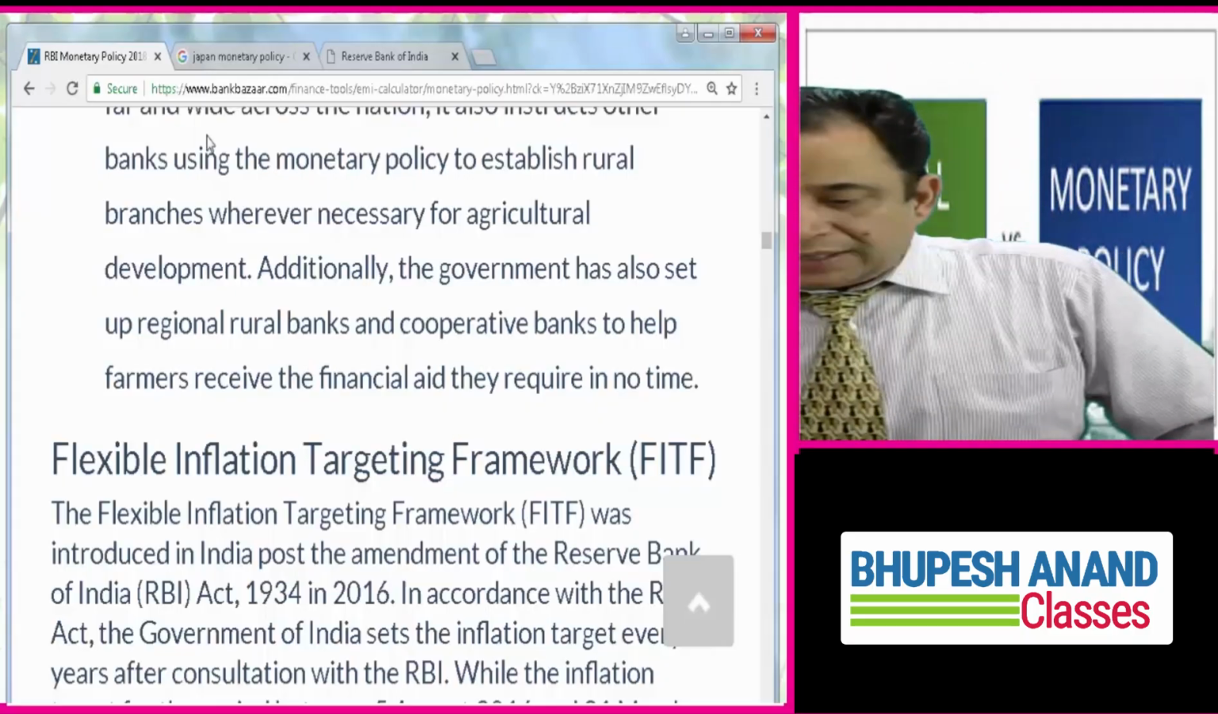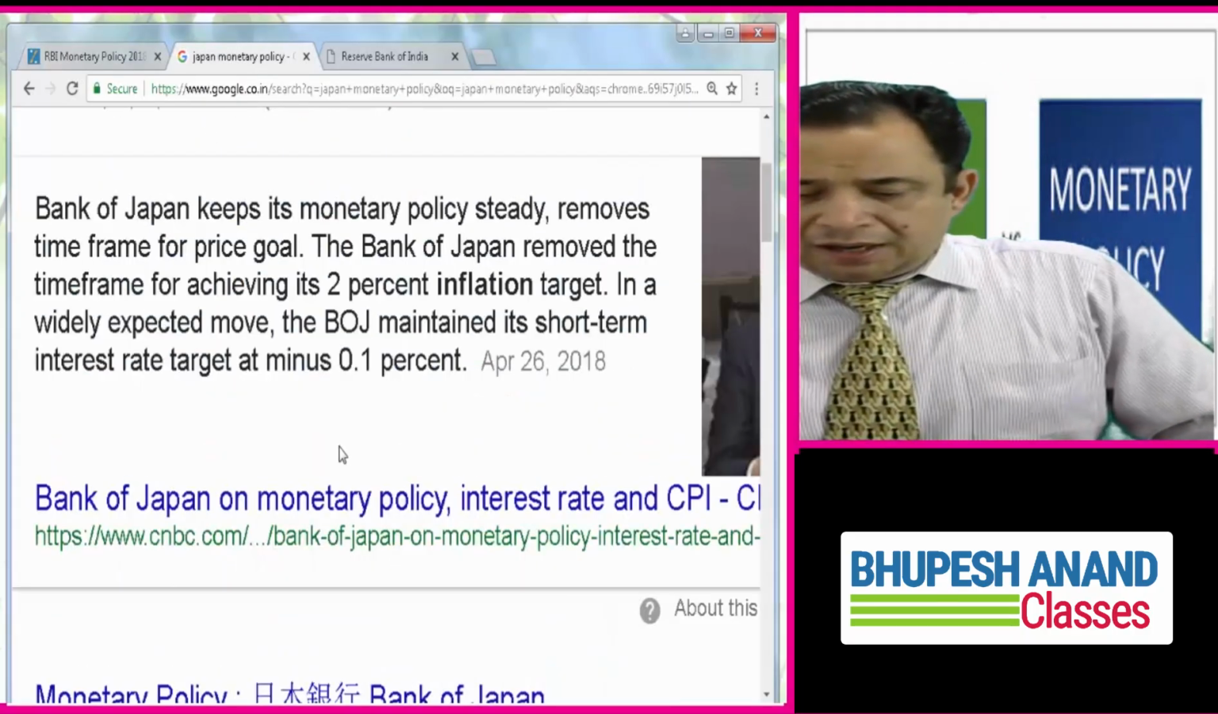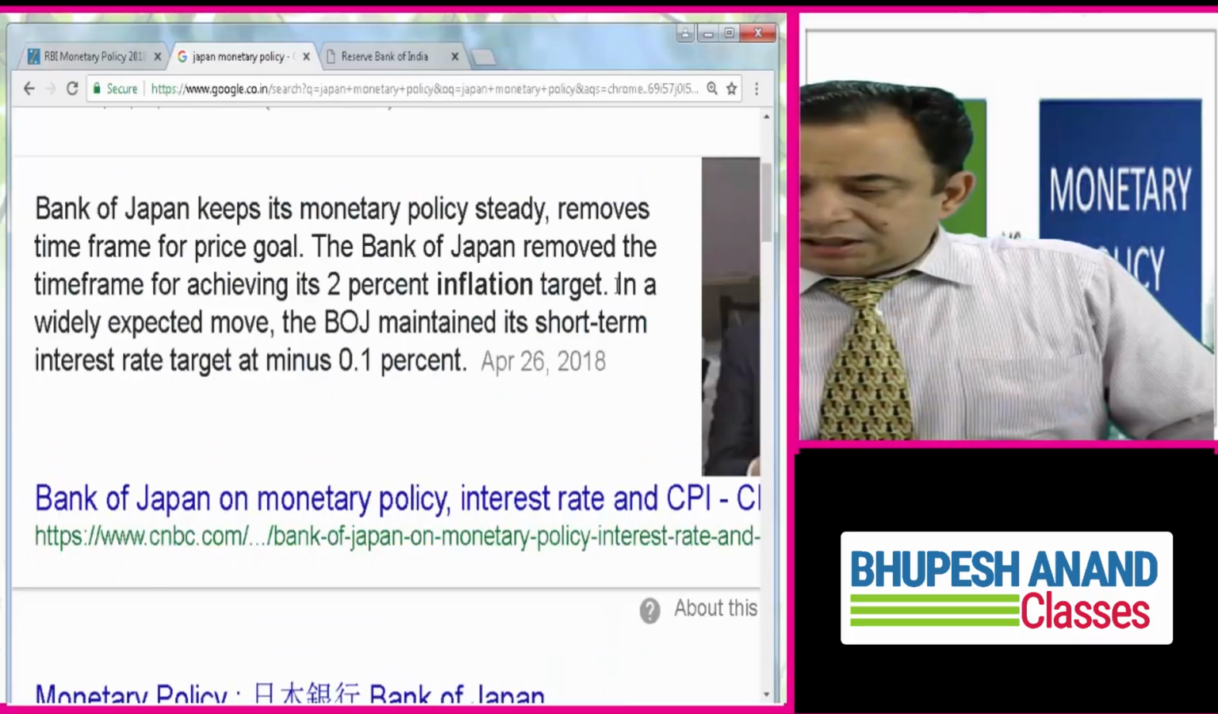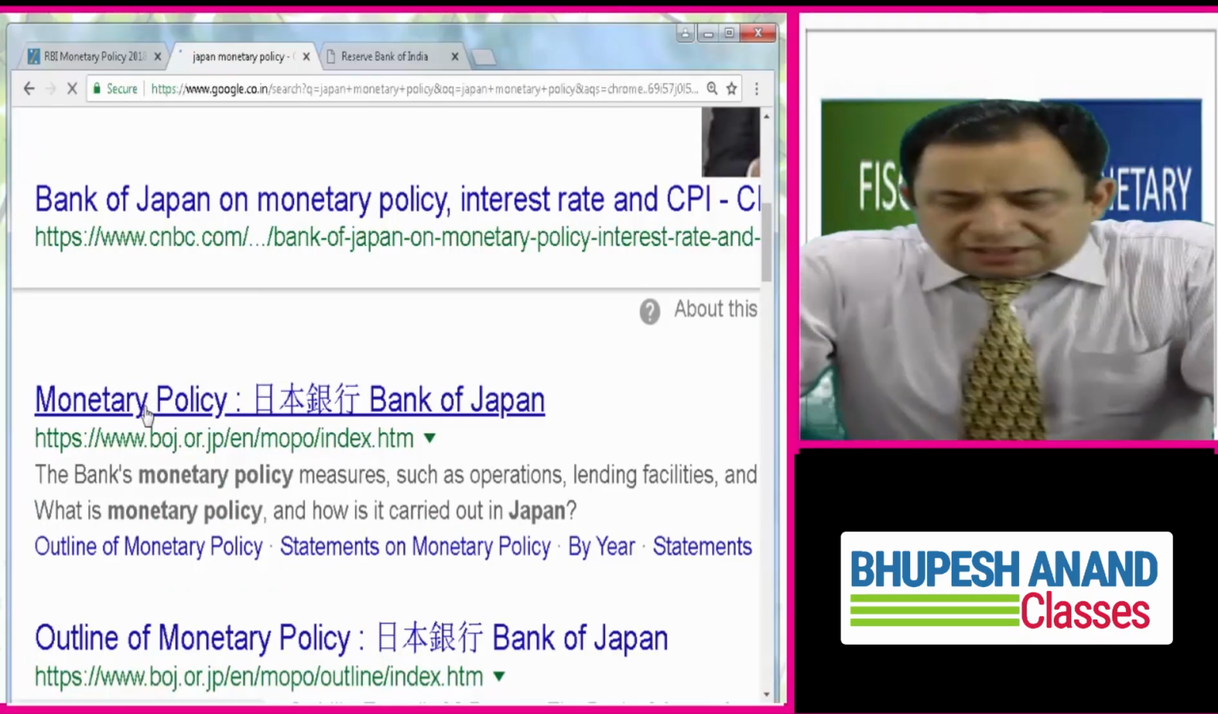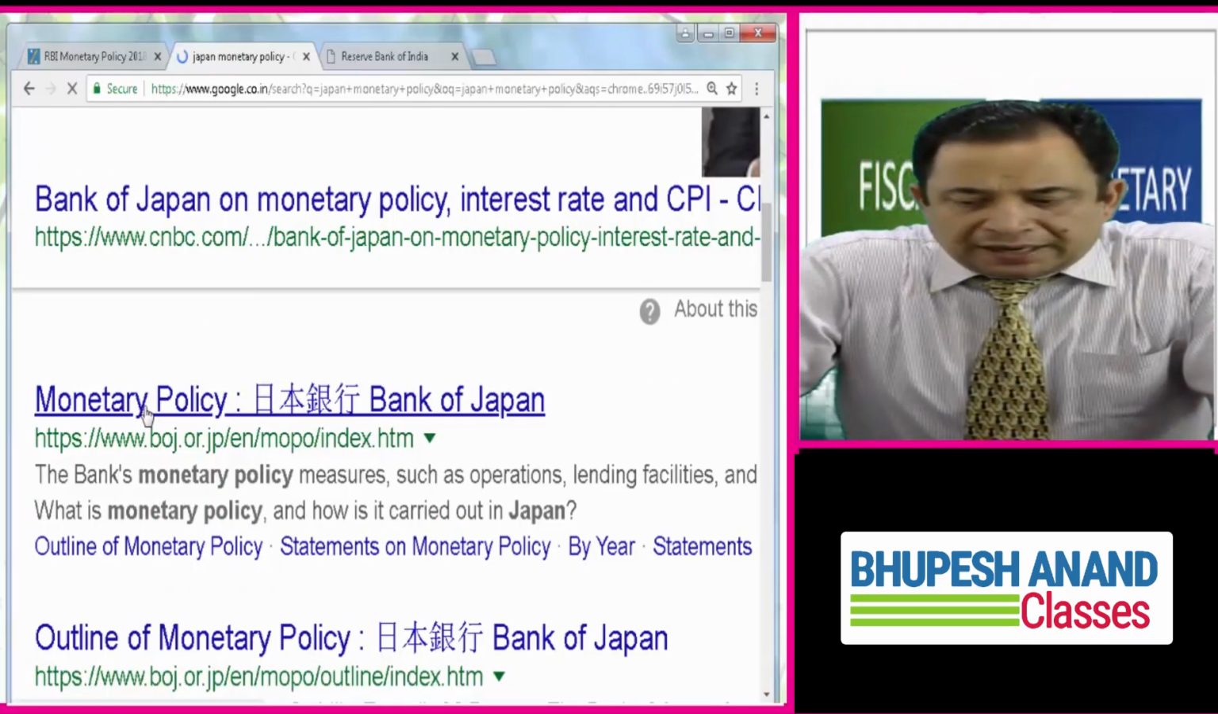three tools. Let us see the monetary policy of Japan. The Bank of Japan has removed the time frame for achieving its 2% target. So let us see the Bank of Japan monetary policy. What is the monetary policy of the Bank of Japan? Let us see that.